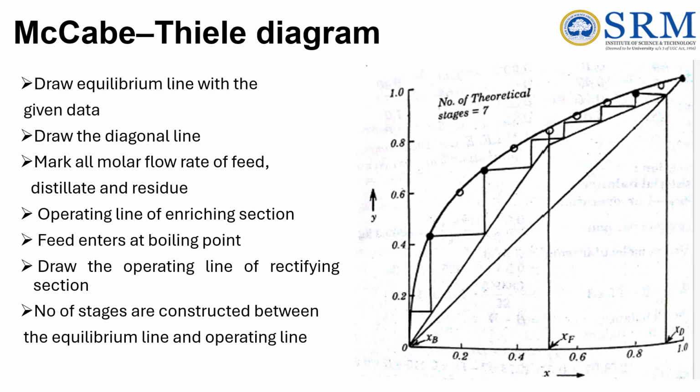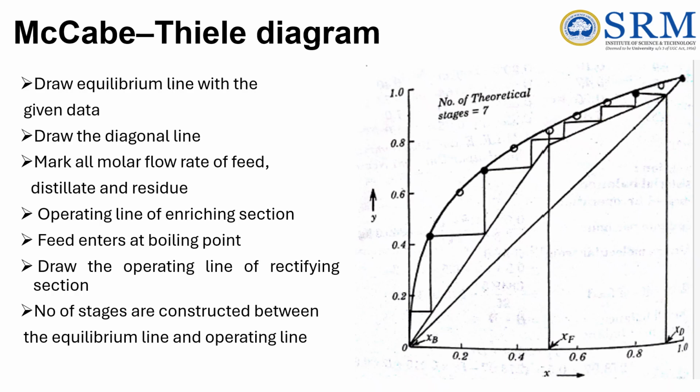With a detailed discussion of the McCabe method, first, with the given X and Y data, draw the equilibrium line as a smooth curve. Then mark the diagonal line as a 45-degree line joining 0 and 1. Take the intercept values and mark them on the y-axis. The molar flow rate of residue, feed, and distillate have to be marked on the graph, on the equilibrium line. So from XD, with the intercept, draw a line that forms the operating line of the top section.